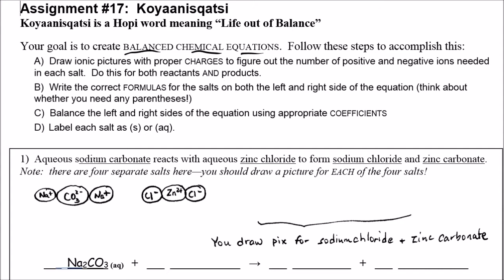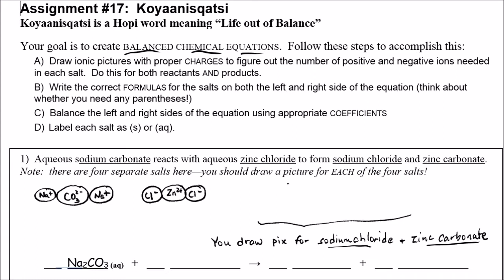So here's example number 1. We have 4 salts. They're underlined. Sodium carbonate, zinc chloride, sodium chloride, zinc carbonate. The pictures for sodium carbonate and zinc chloride are already shown. We need to draw pictures for the products. Sodium chloride, zinc carbonate. What are their pictures?